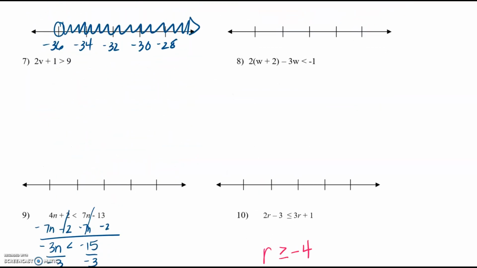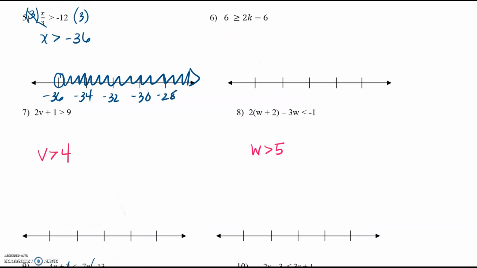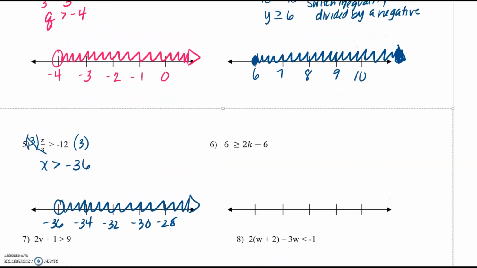Number 7. Number 7 is v is greater than 4. Open circle on 4, you'll shade to the right. Number 8 is w is greater than 5. That's also open circle, but it's everything bigger to the right of 5. And then number 6, k is less than or equal to 6. Closed circle on 6, and you're shading left.